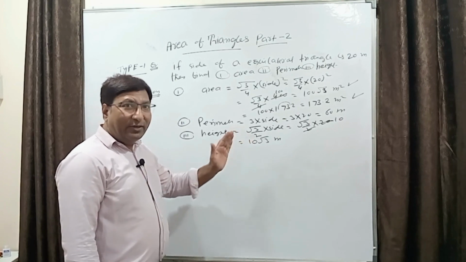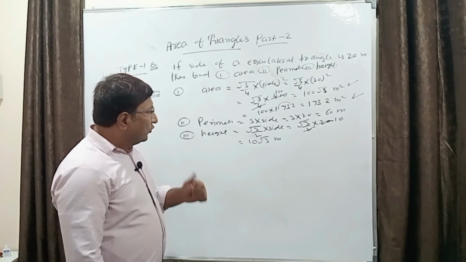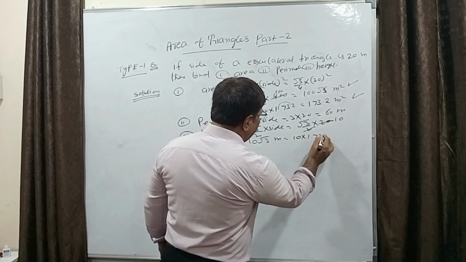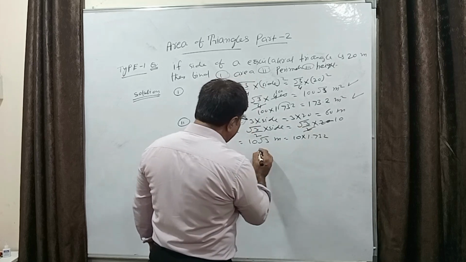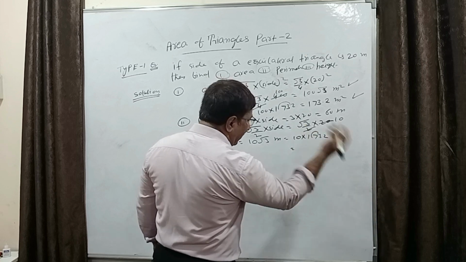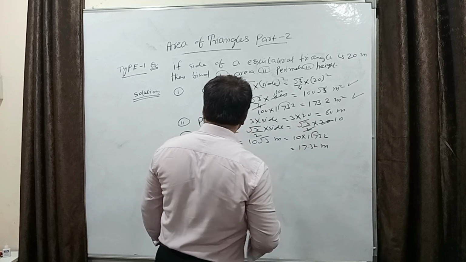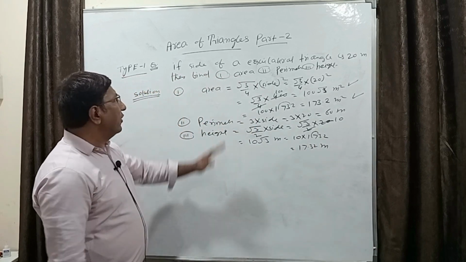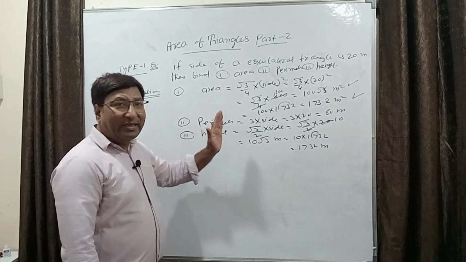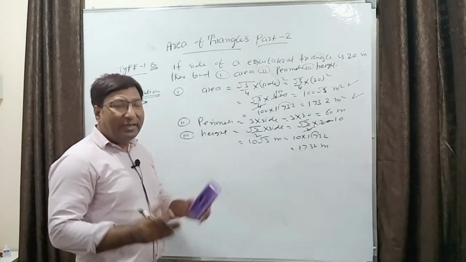Suppose it is not given in the options, then we can put the value of root 3. You know the value of root 3 is 1.732. When we multiply this number by 10, the decimal moves 1 digit to the right side. So we'll get 17.32 meter. In this way, we have solved all 3 parts of this question. All these questions are based on the direct formula. If you know the formula, you can solve these questions very easily.